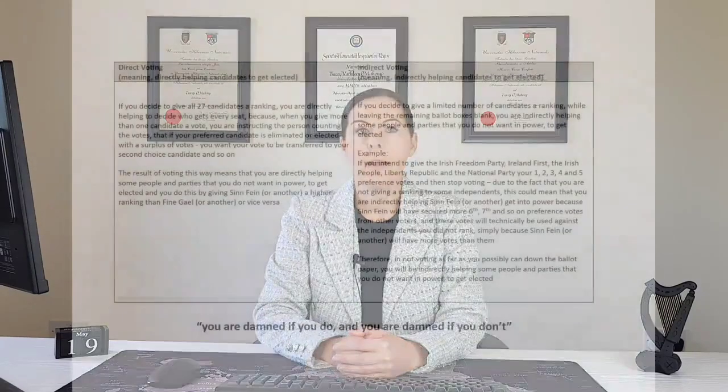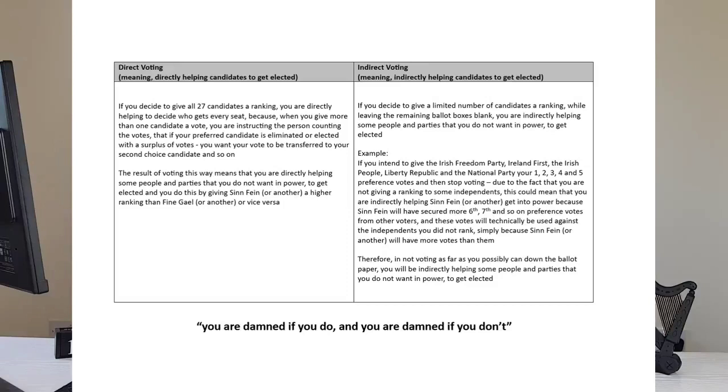So if you do not at least rank 5 candidates, or the number of seats that must be filled in your constituency, other voters will be determining who fills those remaining seats. In my view, there are 2 methods of voting, which I will refer to as direct voting and indirect voting.